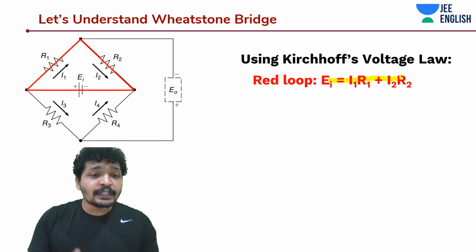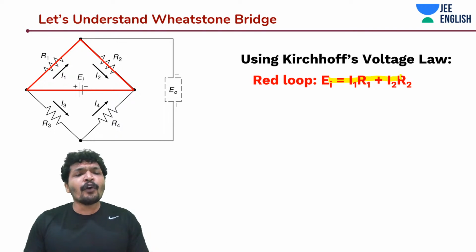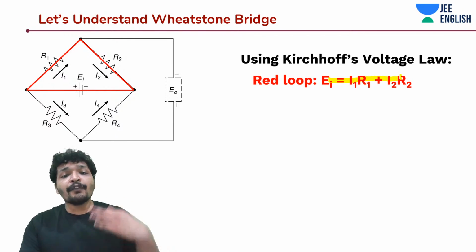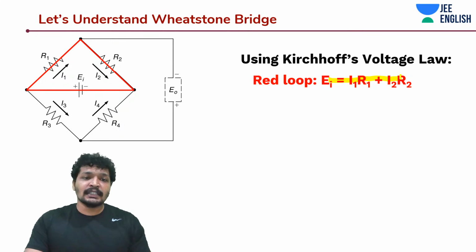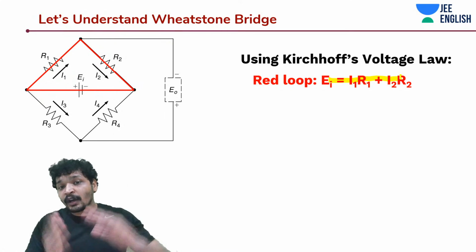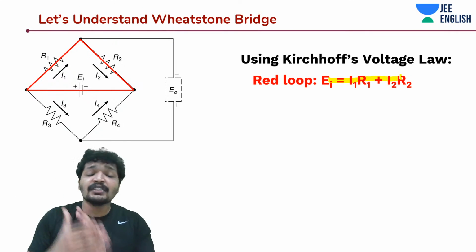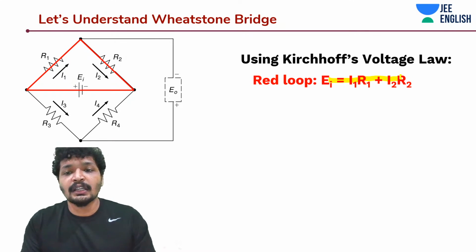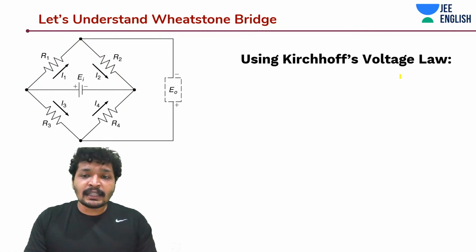If you carefully notice, there are around 4 loops that we can analyze. We are going to make use of 4 different loop analyses to understand the Wheatstone bridge, because the Wheatstone bridge is not just that R1 by R2 is equal to R3 by R4, because that's the balanced Wheatstone bridge. We are talking about the bridge circuit. That being said, what about the next kind of loop?